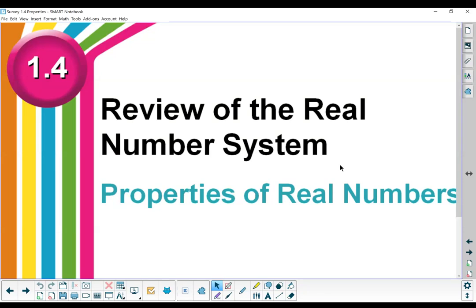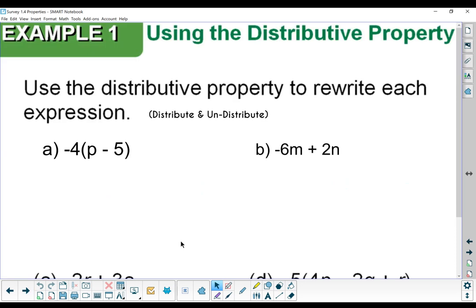Hello, we're working on section 1.4 in Algebra 3 today, and that is a section that's going to review the real number system that we've been working on up to this chapter. So kind of a great day to get rolling on what we've previously done and solidify that material. So example 1 says using the distributive property to rewrite each of these expressions.